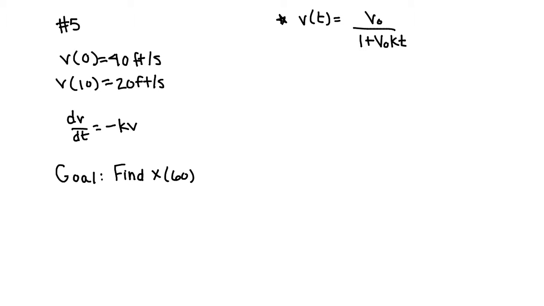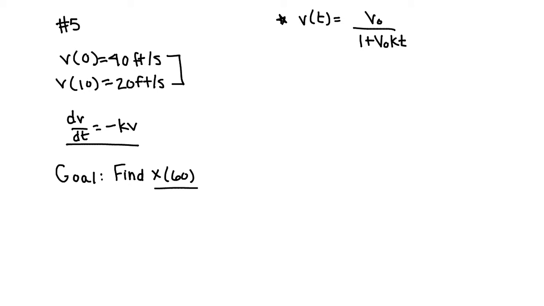They had some initial conditions that I rewrote right there, and it also told you to assume that the resistance is proportional to the square of the velocities, which means that this equation written here is true. And then our goal, which I wrote at the very bottom, is to find the position at time 60 seconds, or after a minute, because we want to find the distance that a motorboat travels a minute after the motor quits.